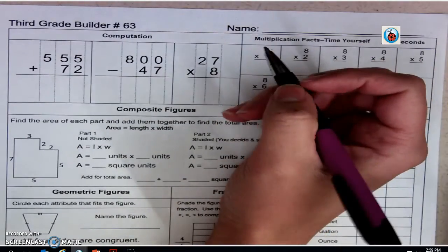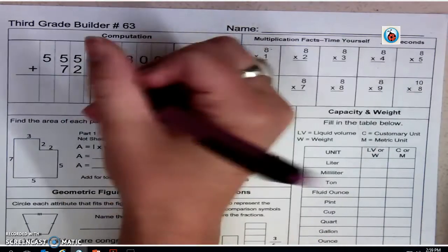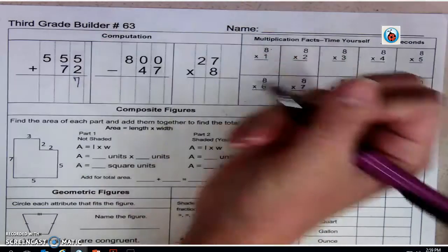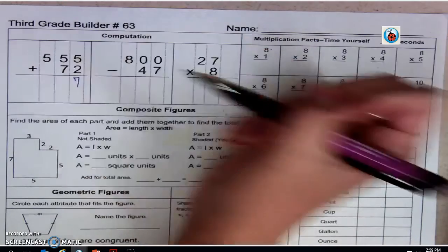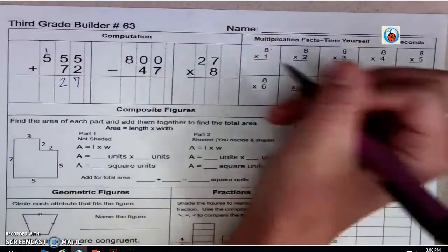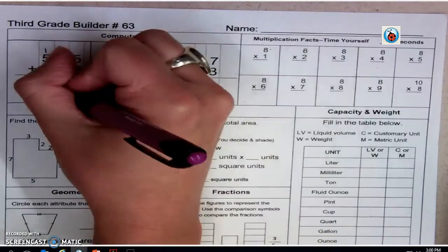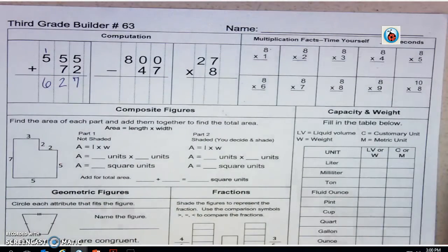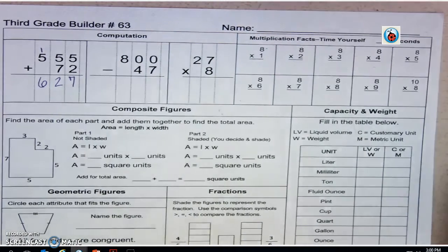555 plus 72. 5 plus 2 is 7. 5 plus 7 is 12. Put your 2. Carry the 1. 1 plus 5 is 6. So your answer is 627.